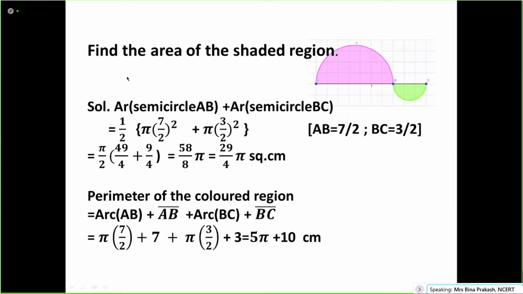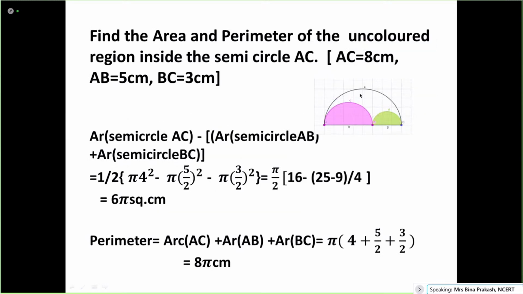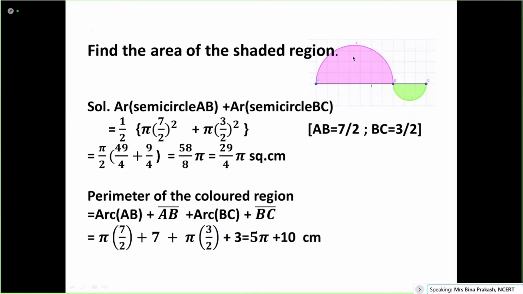Now coming to this question, find the area of the shaded region. Now what are the shaded regions? There are two shaded regions we see. One is a semicircular pink region and the other one is a semicircular green region. So what are the two? They are two semicircular regions. Semicircular region means half the circle. Therefore, half the area of the circle will be the area of the semicircle.